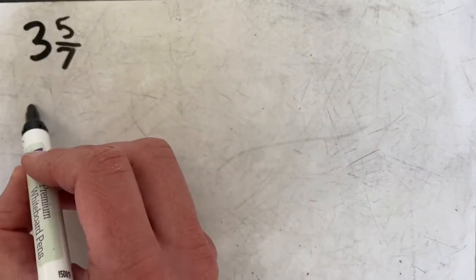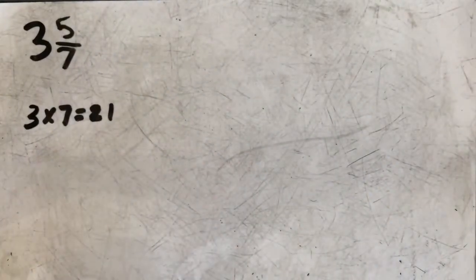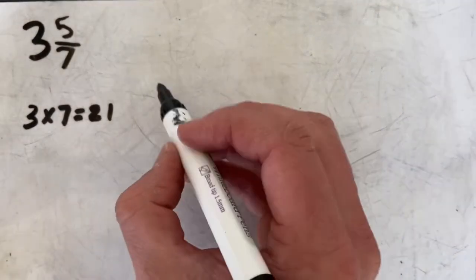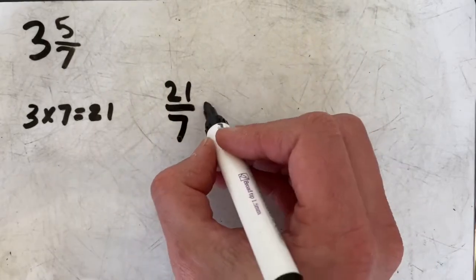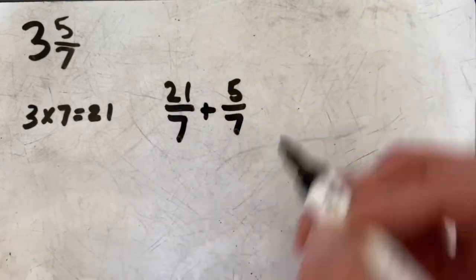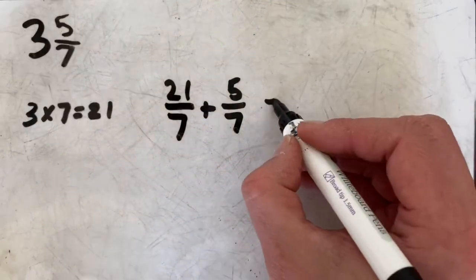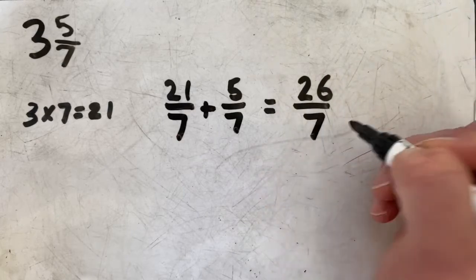3 times 7 is 21. This is how many sevenths 3 whole numbers is. That would be 21 sevenths. And we need to add that then to the 5 sevenths we've got left over. So that would be 26 sevenths.